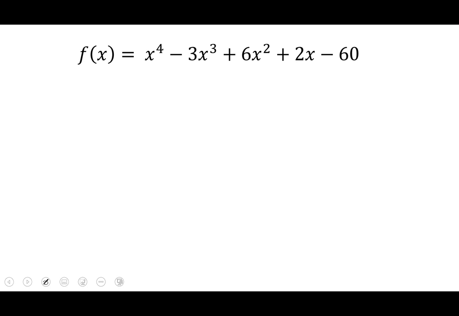So again, looking at this problem, remember that we had 24 possible solutions. We kind of already said that we're not going to include the large numbers, so we're not really going to include 15 or 20 or 30 or 60. We know that there is exactly 1 negative real solution, so I'm going to go ahead and look for that one. So I'm going to copy my coefficients, 1, negative 3, 6, 2, and negative 60.